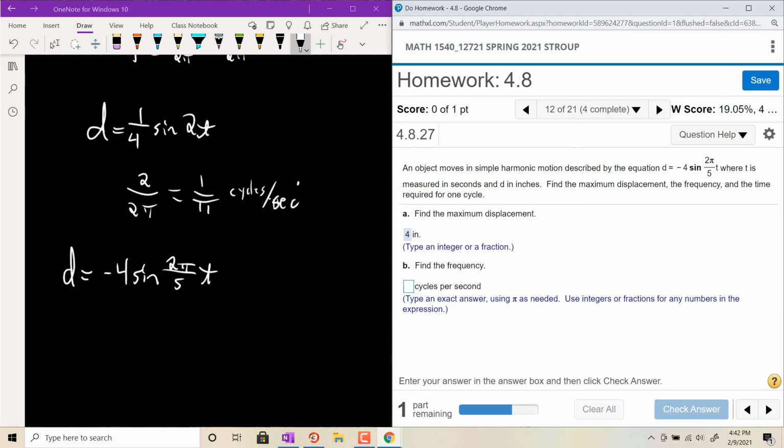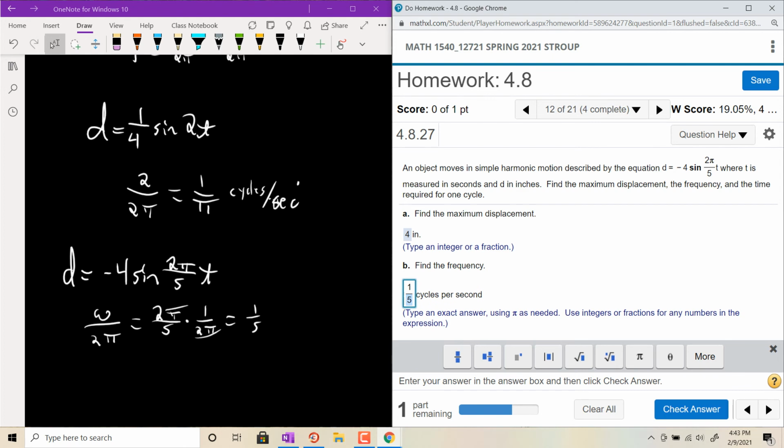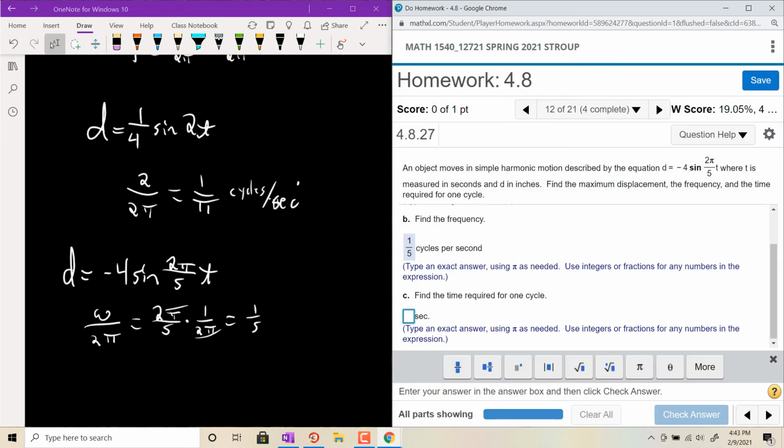The frequency is omega over 2 pi. So omega is 2 pi over 5, times 1 over 2 pi, multiplied by the reciprocal of 2 pi. The 2 pi's cancel, so that's 1/5. So 1/5 of a cycle per second. So it's going to take 5 seconds for that to pan out for part C.